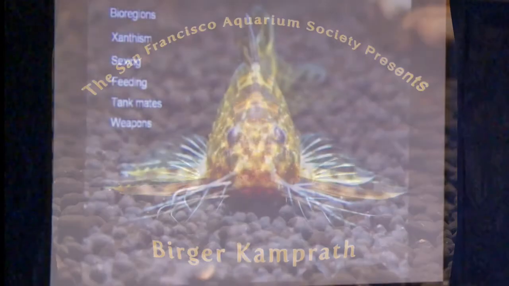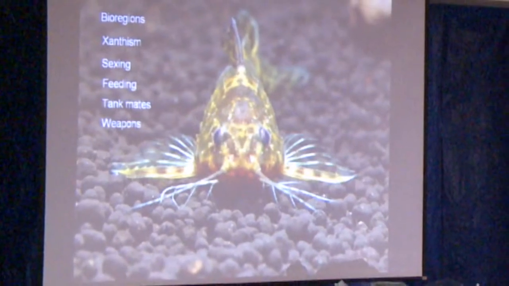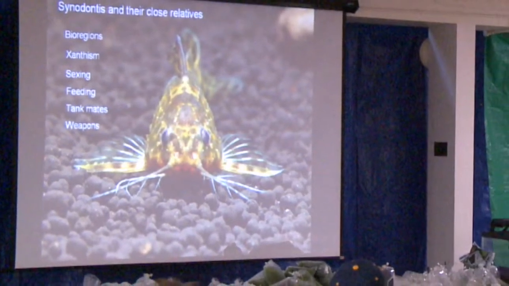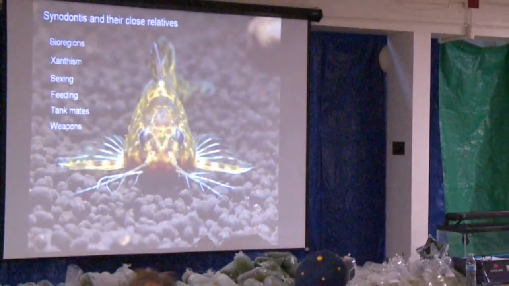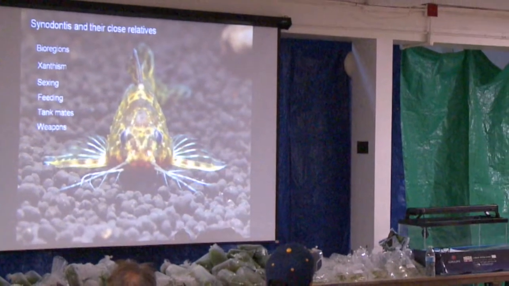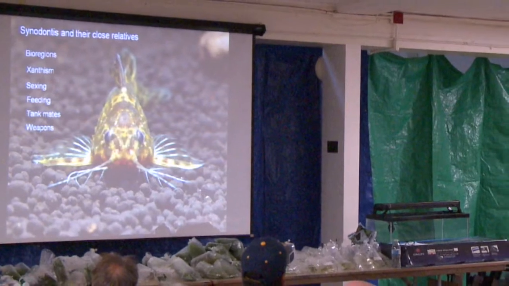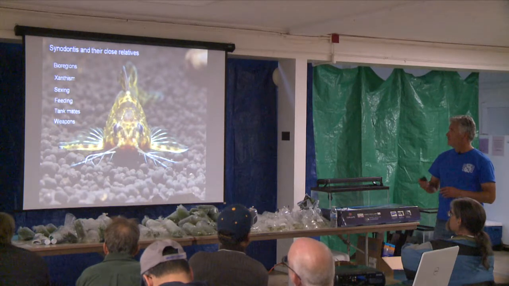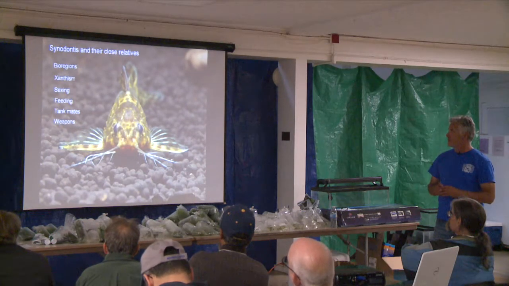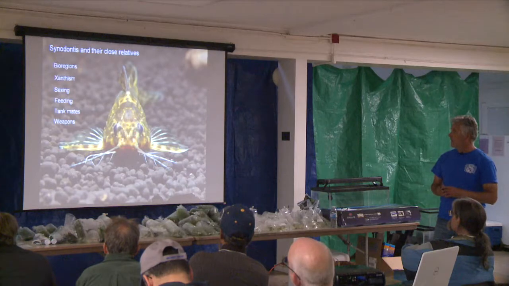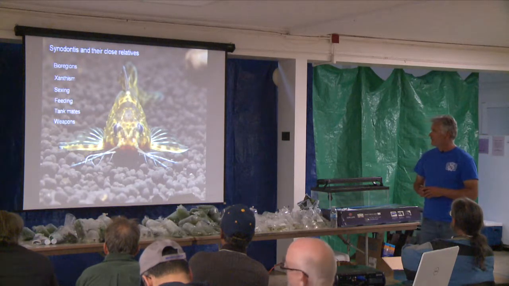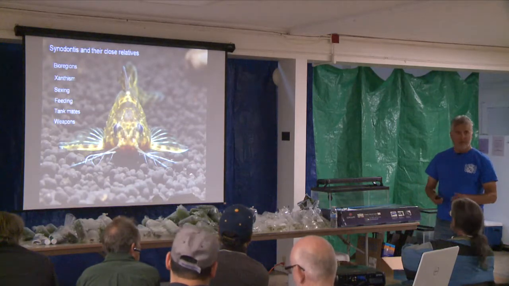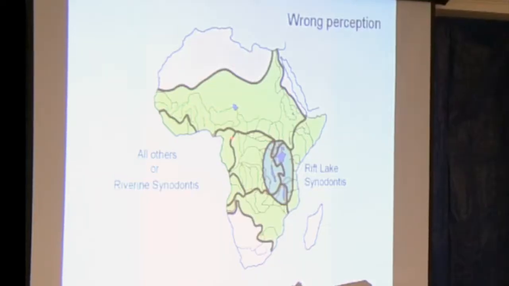Okay, so like you said, I'm into African cats. My main thing is I like Synodontis. So this is going to be on Synodontis and all of their closer relatives, some of the genera that are close to Synodontis. We're going to cover the bioregions, the various areas that they all come from. Some of the other things, I'll run through sexing, feeding, tank mates, and some of the weapons that they have. Especially when you get into the bigger ones, they can give you a pretty nasty wound.